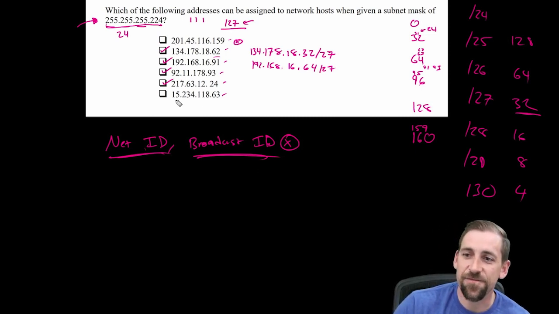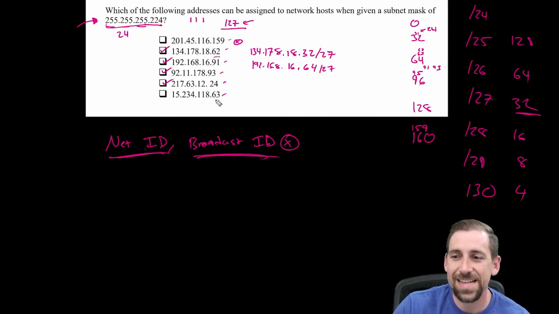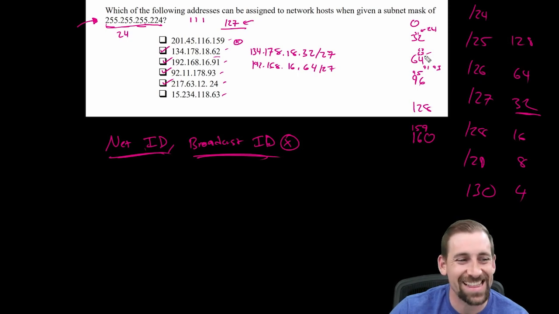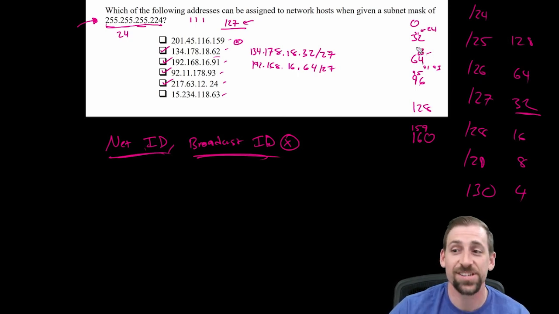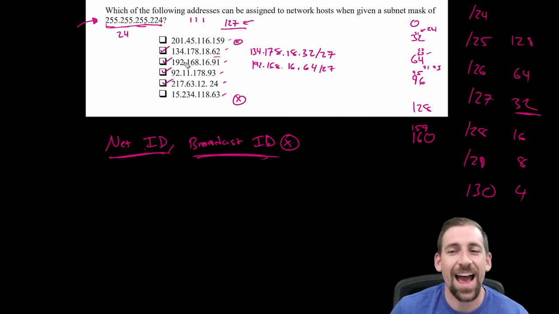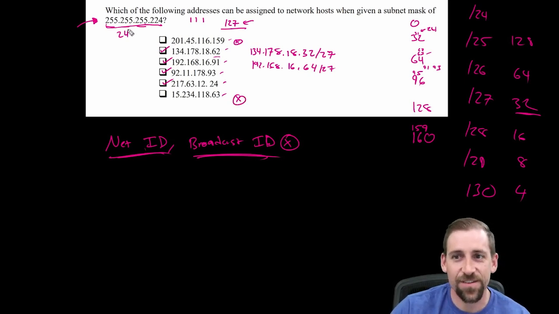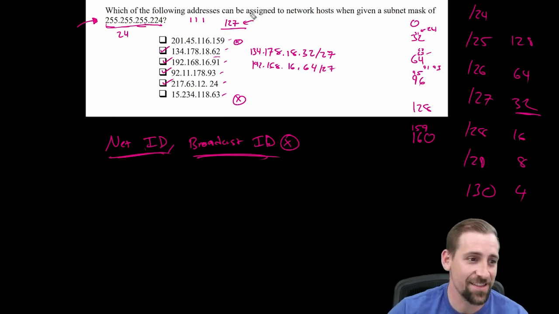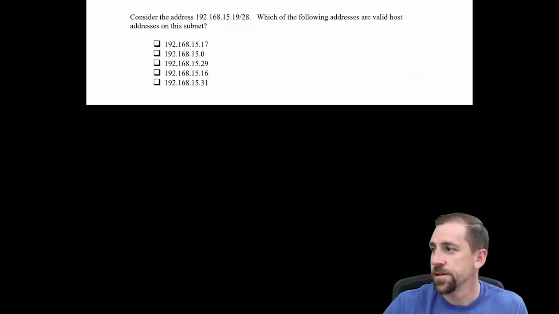And then finally, we have 15.234.118.63. And we said the first 3 octets don't matter. The last octet here, the 4th octet, is .63. That means that .63 is between 32 and 64. It falls right as that last address, which is the broadcast ID, which is not valid. This is not a valid address. So there's only 2 addresses that are not valid given this subnet mask and the associated block size that I determined from that subnet mask.